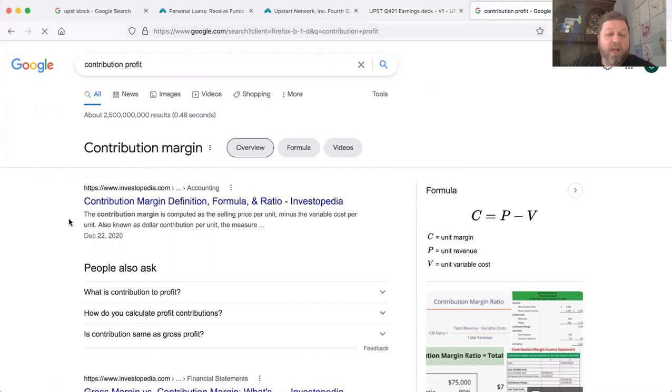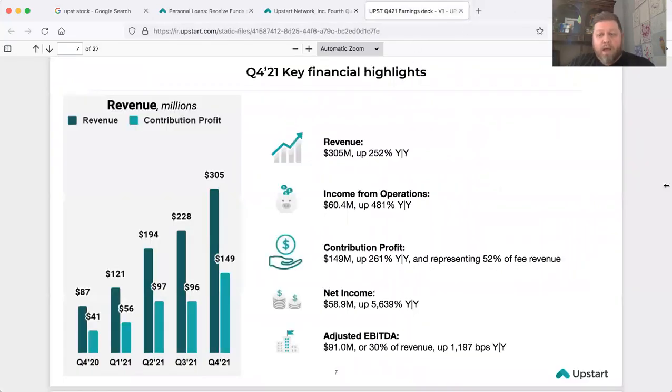Contribution margin is computed as the selling price per unit minus the variable cost per unit, also known as... Okay, so they're just calling it a different name. Interesting. Good to be aware of, though. So look, here are some crazy numbers.